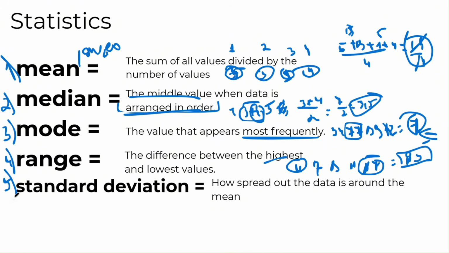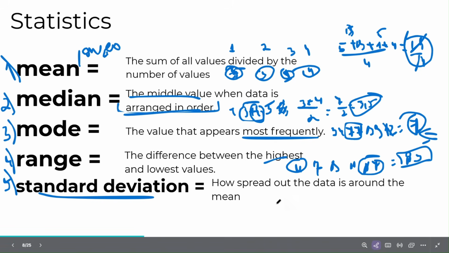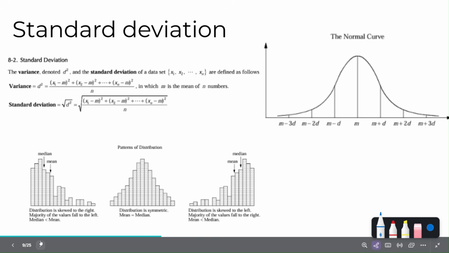Now, the last step is to find out what standard deviation is. In simple terms, I would say standard deviation is how spread out the data is around your mean. For this topic specifically, I designed another slide, which I'm going to explain in more detail. Here it is, standard deviation.